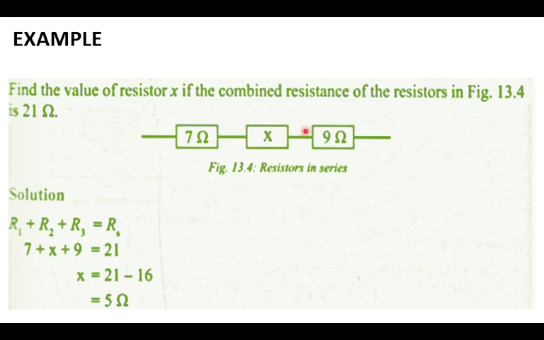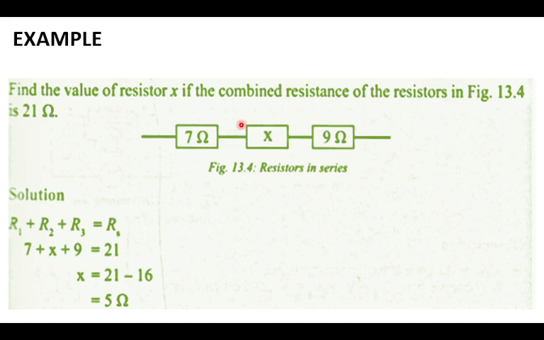Since these resistors are in series, if you add all of them, 7 plus x plus 9, the result is 21. So all you have to do is to form an equation which links, you can call this R1, R2, and R3, so that R1 plus R2 plus R3 is equal to the total resistance, Rs. And then you substitute in the given values and the unknown. So in this case, you have 7 plus x plus 9, which is 21. Then you solve for x. So when you solve for x, it will give you 5 ohms.